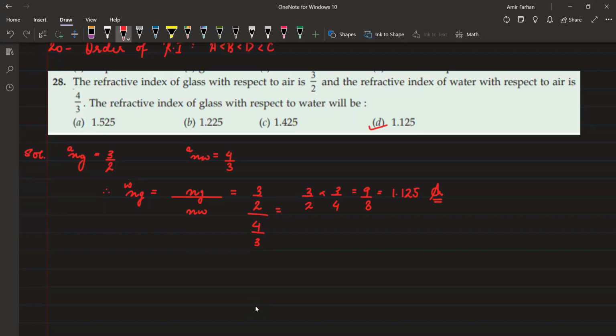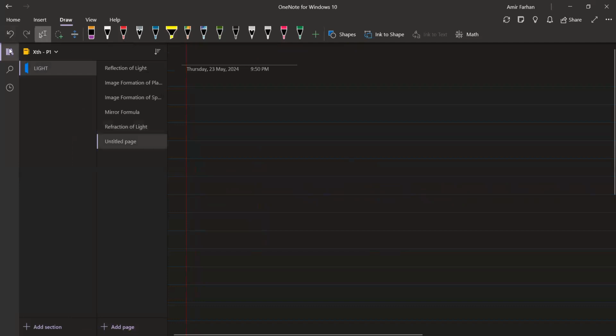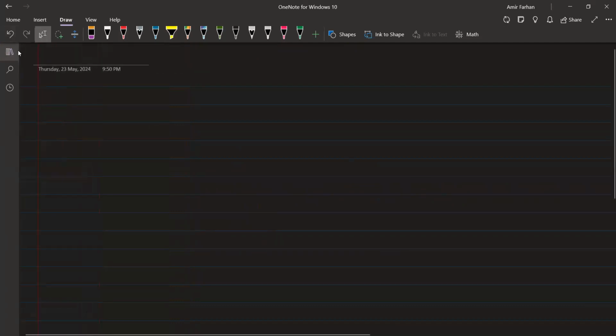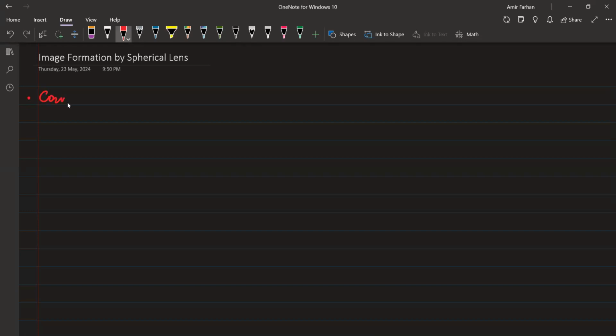Now it's time to move forward to the image formation by spherical lenses. It's a very important topic. Image formation by spherical lens. Clear? So basically in your syllabus, we have two types of lenses. First one is the convex lens.